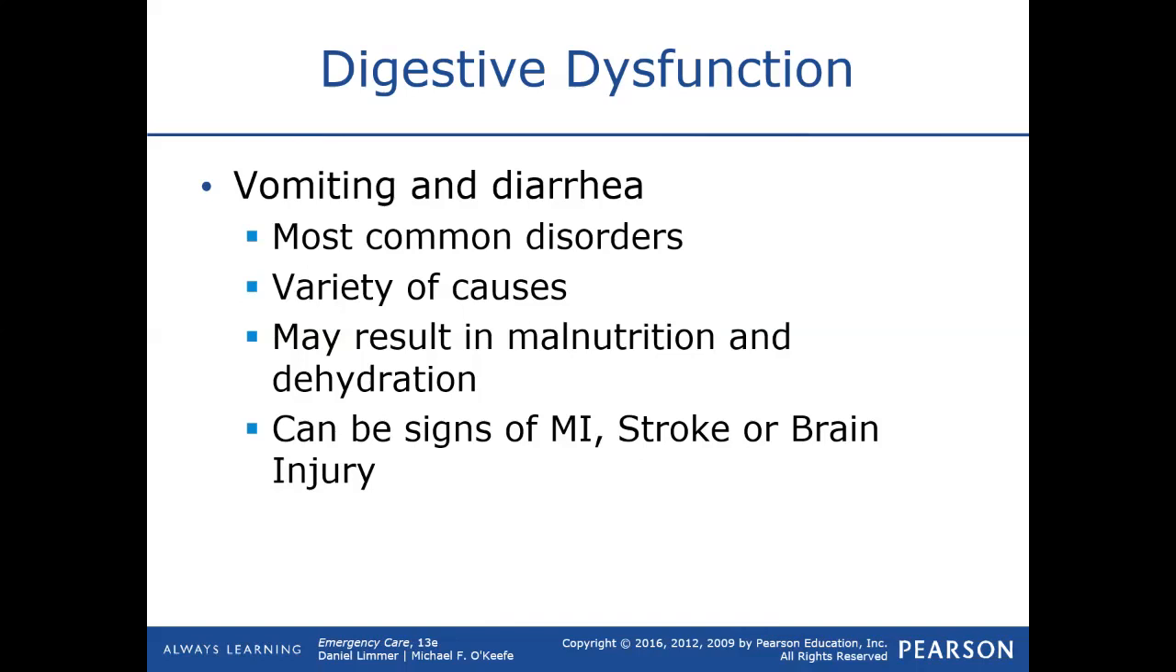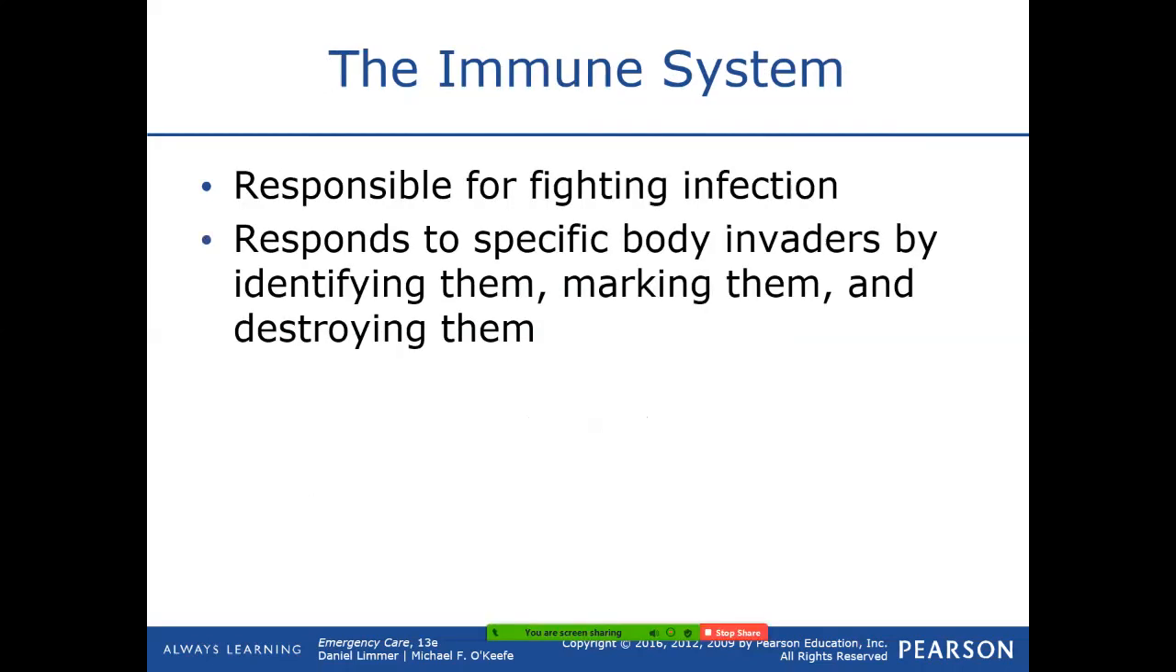Okay, but there can be signs of an MI, which is a myocardial infarction. We're talking about a heart attack here. That's the technical term. Okay, stroke or brain injury. Okay, a lot of people who have a heart attack feel real nauseous, and especially females present this way, usually differently than males do for whatever reason, I don't know, but just the nausea and the vomiting can be a sign of a heart attack. Okay. The immune system is responsible for fighting infection, responds to specific body invaders by identifying them, marking them, and destroying them.